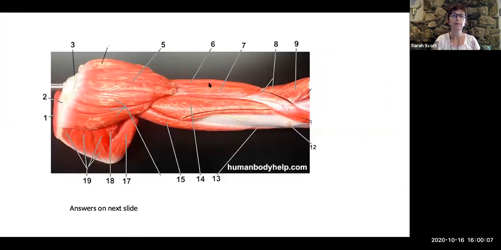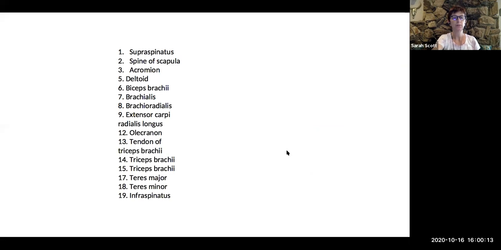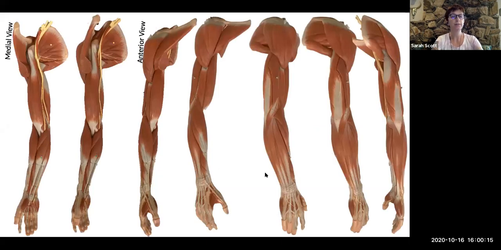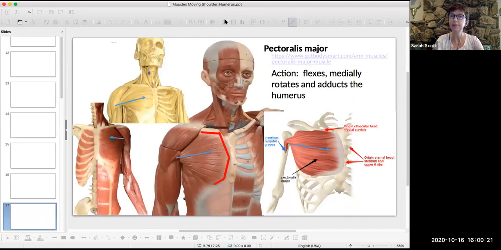Okay, so this is an image taken from one of our models to help you practice. Further images are here from a variety of different views for you to look at. Make sure that you take a look at that same app we've been using. And there are muscle actions there so you can see the muscles working. And please ask me if you have any questions as you work through the material.